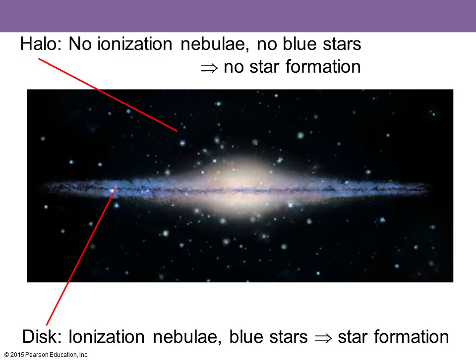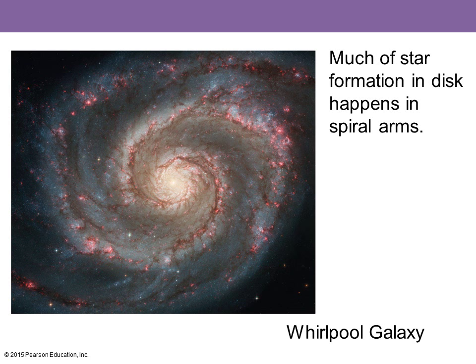We have this halo around our galaxy with no ionization nebulae, no blue stars. But in the disk, we have blue stars. So that's a region where stars are forming. So apparently a lot of the bluish type stars are in the spiral arms of our galaxy.